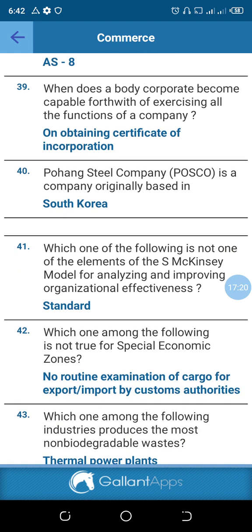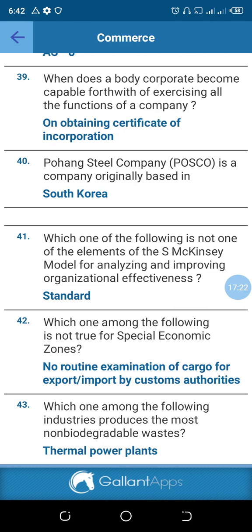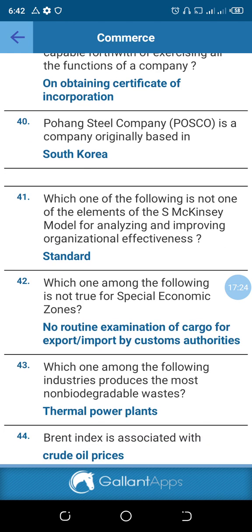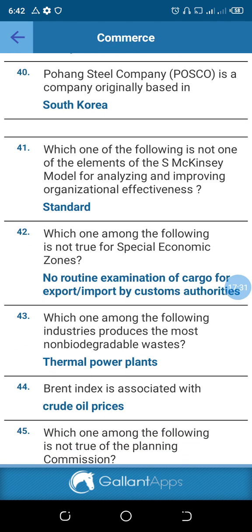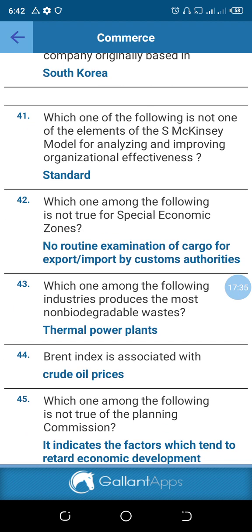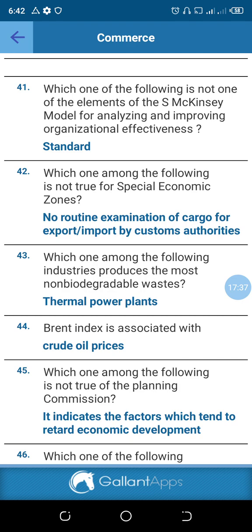When does a body corporate become capable forthwith of exercising all the functions of a company? On obtaining the certificate of incorporation. POSCO, Pohang Iron and Steel Company, is a company originally based in South Korea. Which one of the following is not one of the elements of the 7S McKinsey model for analyzing and improving organizational effectiveness?